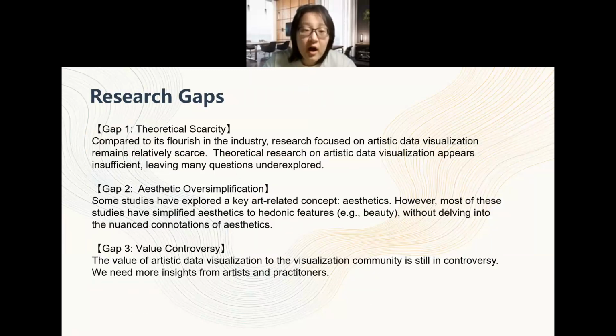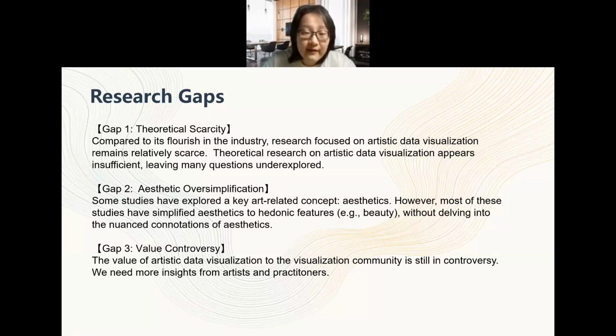However, although artistic data visualization is getting lots of attention in society and the art industry, it's still underexploited in academia. Firstly, compared to its flourish in industry, research focused on artistic data visualization remains relatively scarce. Secondly, some studies have explored aesthetics. However, most of these studies have simplified aesthetics to hedonic features like beauty, without delving into the nuanced connotations of aesthetics.